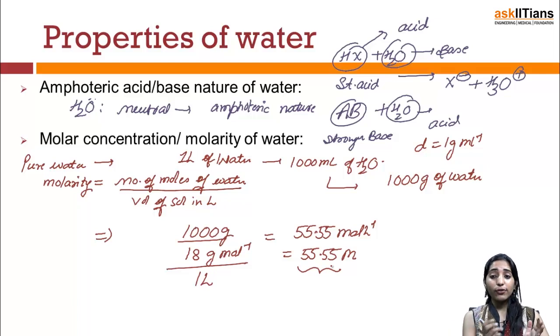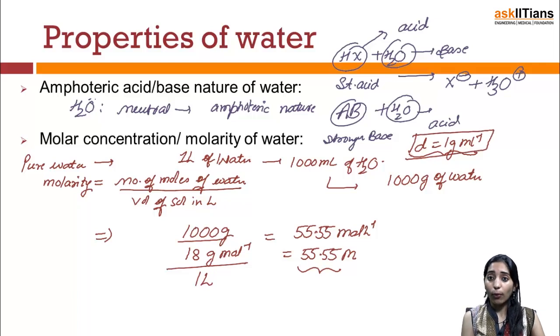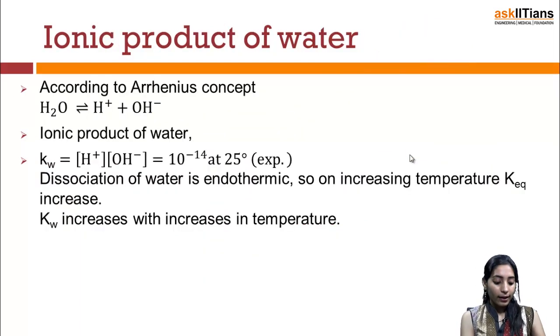Even if you have a beaker which contains neutral water, like normal water, then also that water has some concentration, and the value is a constant term, 55.55 molar. And this is a temperature dependent quantity because we are taking the density of water as 1 gram per ml, and we know that the density changes with the change in temperature. So at those temperature ranges where the density of water can be taken as 1 gram per ml, you can say that the water has a concentration of 55.55 molar. This was about one important property of water.